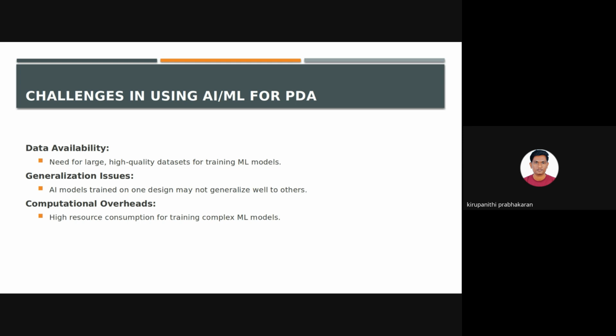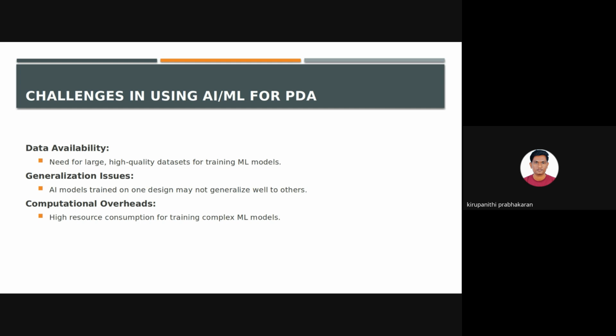Data availability. There is a need for large and high quality data sets to train the ML models. For machine learning models to perform well in PDA, they need to be trained on a vast amount of data that accurately represents the design space. This ensures high quality design data such as timing, routing, and PPA metrics from previous sub-designs.